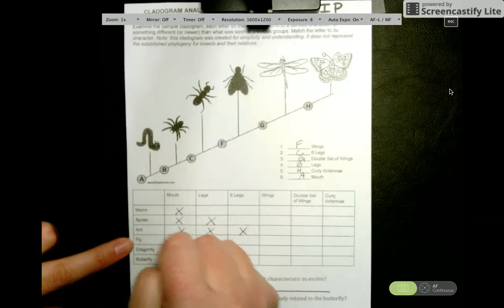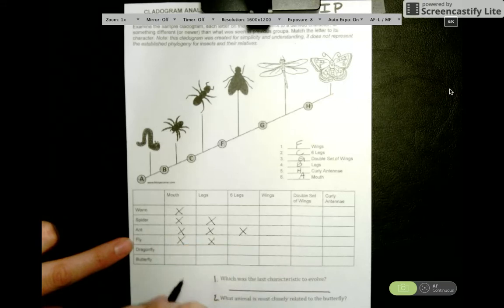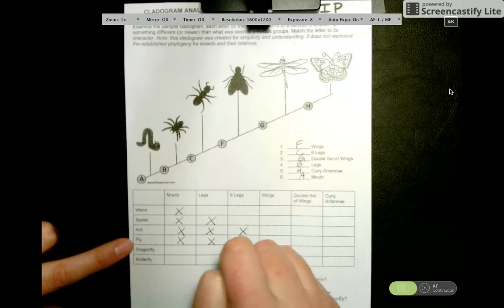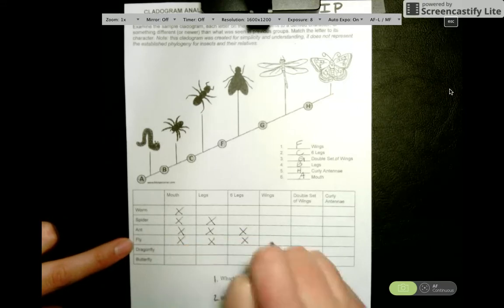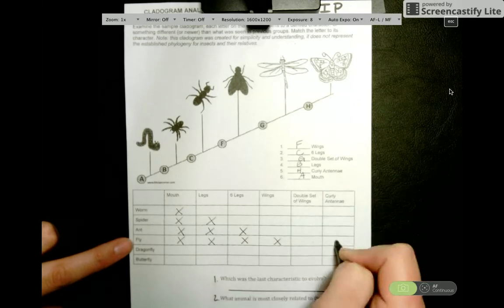Yes. Does it have legs? Yes. Does it have 6 legs? Yes. Does it have wings? Yes. Double wings? No. Curly antenna? No.